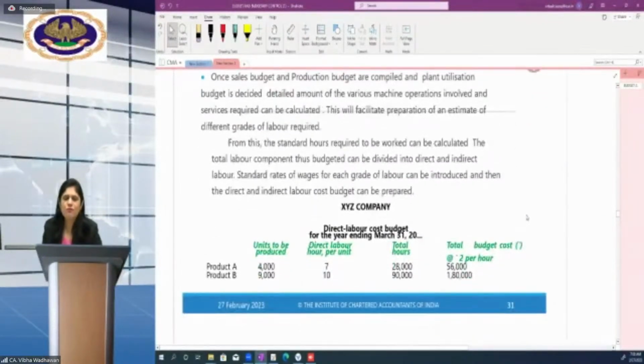So this is just the pro forma of the labor cost budget. So units to be produced, of course, we have to have the production budget ready before we make the material and the labor budget. So units to be produced, 4,000 and 5,000. These units must have come from the production budget. Then labor hours per unit, total hours, and then total budgeted cost at ₹2 per hour. So this is the pro forma of the labor cost budget. Generally, how we calculate the labor cost, we need the hours per unit of output, and then we have the rate per hour. So this way, the whole labor cost budget is made.